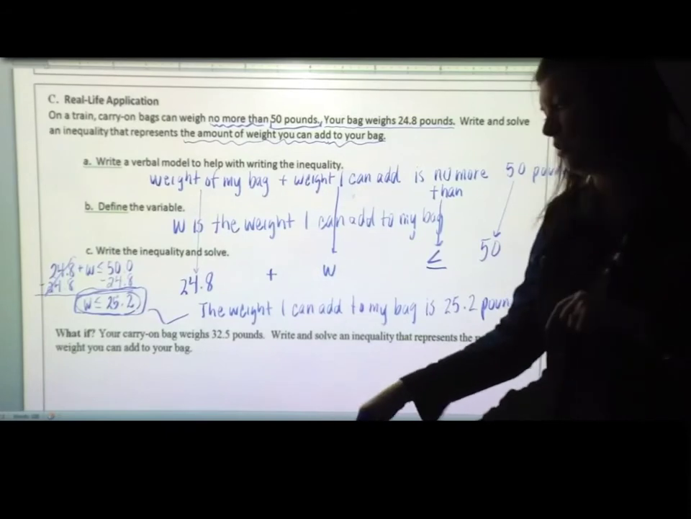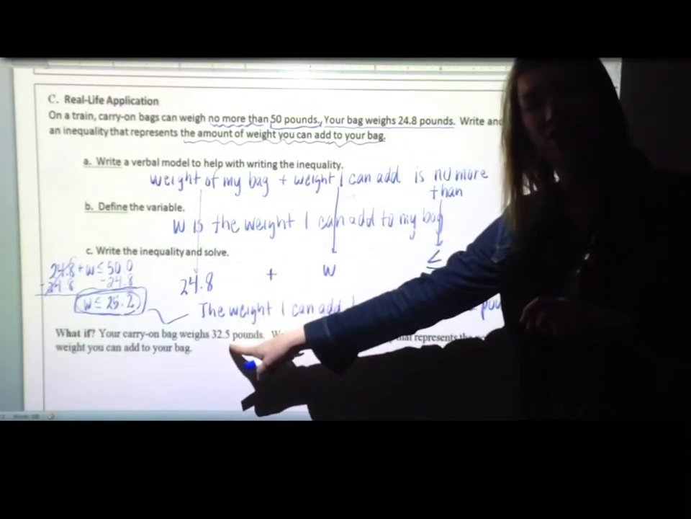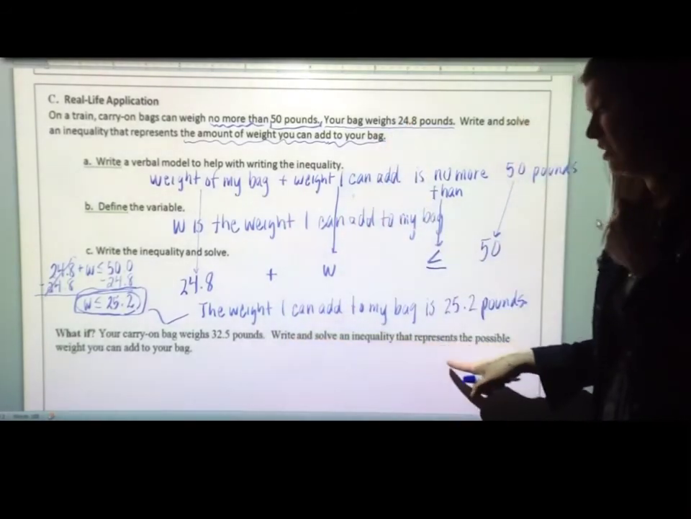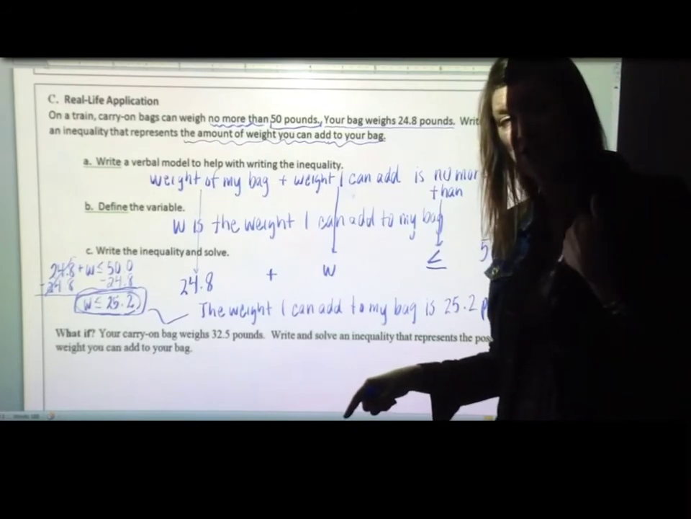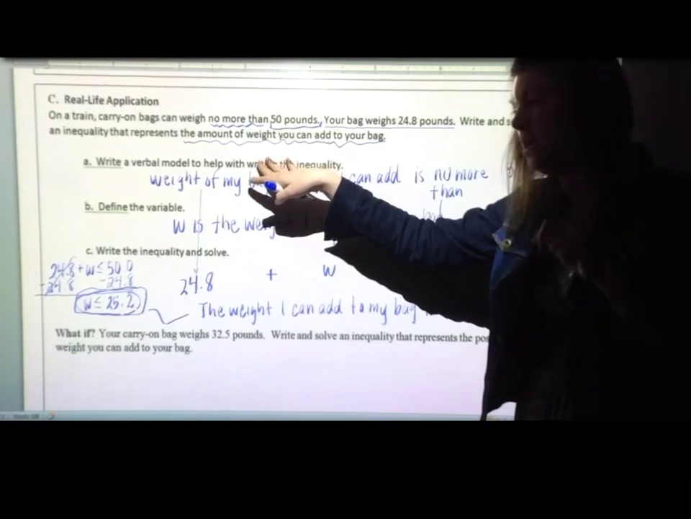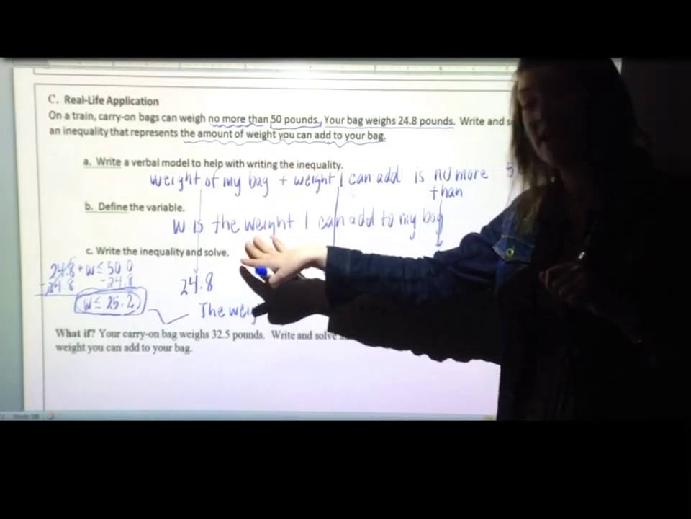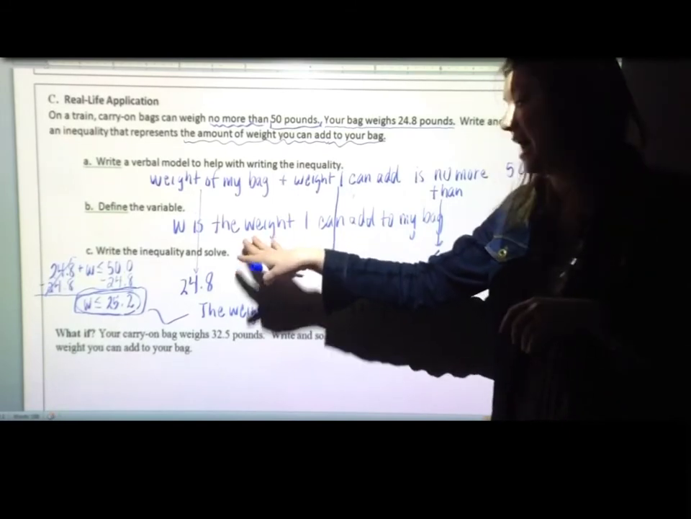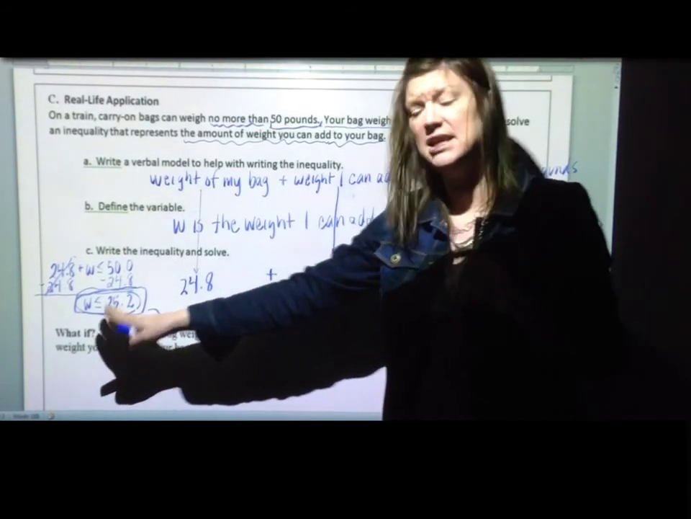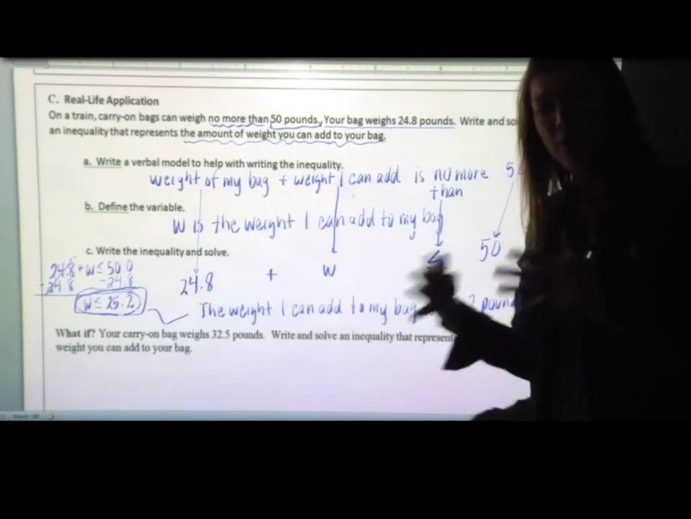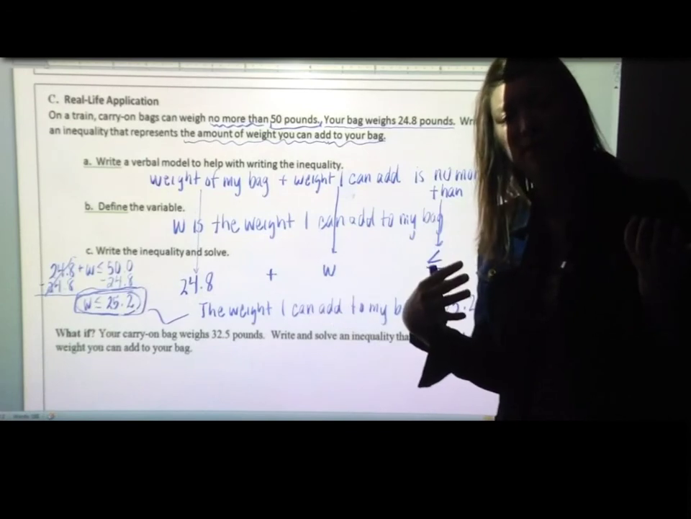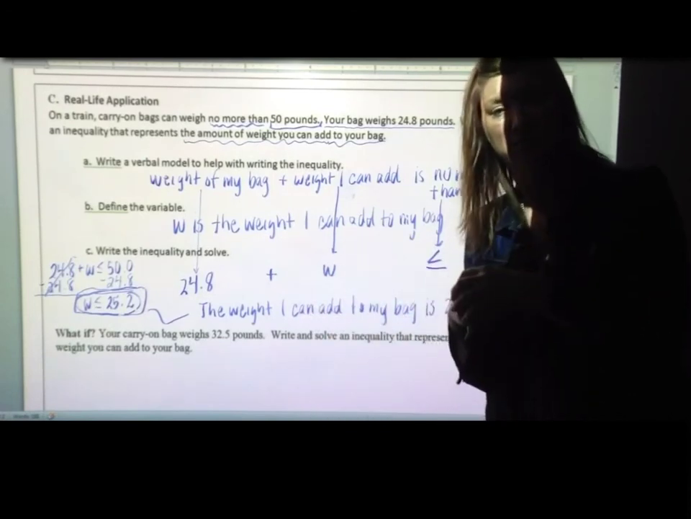So you're going to try this one on your own. If your carry-on bag weighs 32 and a half, now mine didn't, mine only weighed 24.8, write and solve an inequality that represents the possible weight that you can add to your bag. Write the verbal model. It might look very similar to mine, just with a little tweak. Define your variable the same as mine because you'll be adding it to your bag. Write your inequality and then solve it down to that simplified inequality where the W is isolated, and write your conclusion in sentence form. You're going to practice this using, in this case, the subtraction property of inequality, but you'll be doing word problems where you use either the addition or the subtraction property of inequality now.